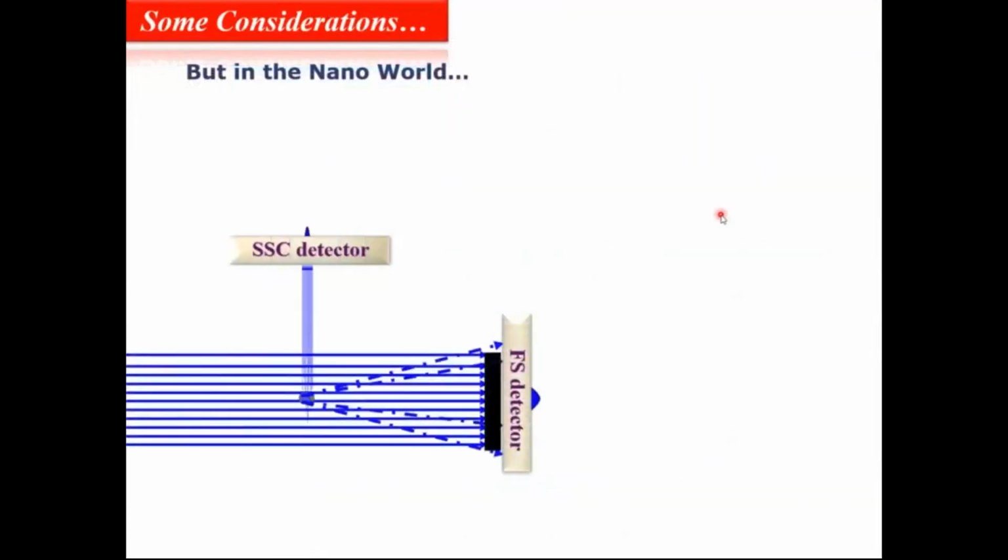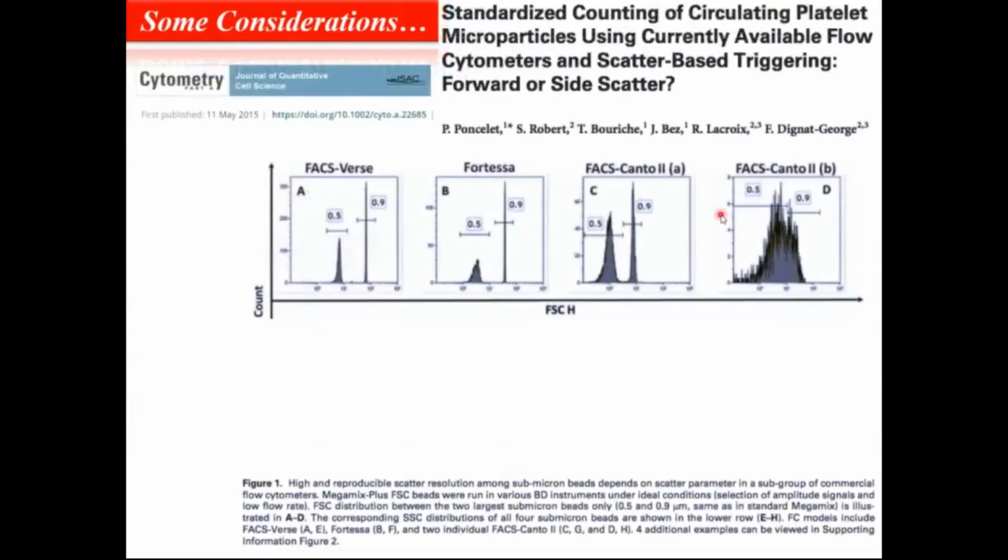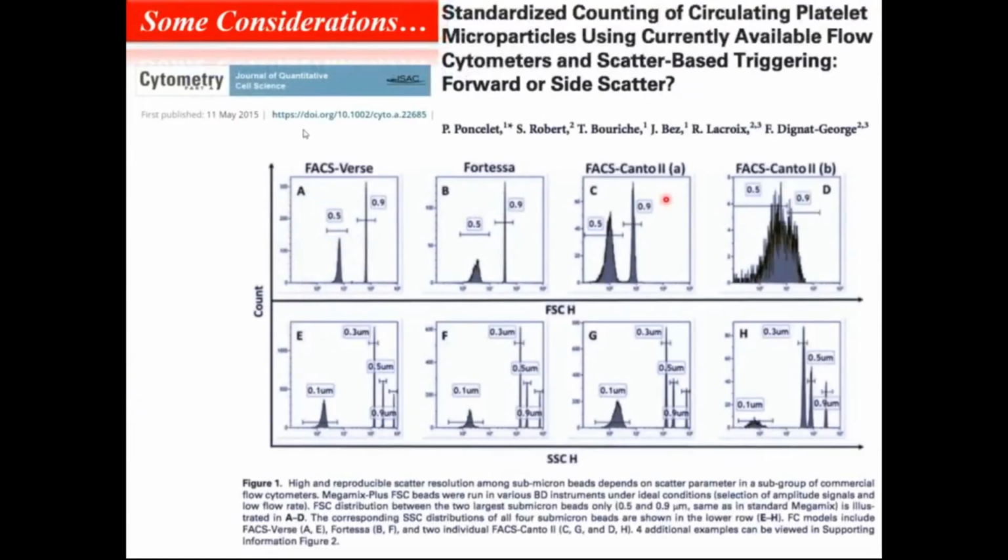If we look at side scatter, there's nothing blocking the light. And when we look at the same instrument, but instead of using forward scatter, using side scatter, we can see that side scatter is able not just to differentiate 0.5 and 0.9, but also 0.1, 0.35, and 0.9, 1, 3, 5 and 9. So even this one that is not able with forward scatter to differentiate 5 and 9, with side scatter is able to identify easily these 4 different subpopulations.